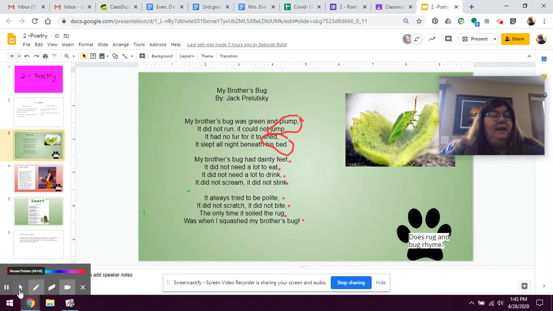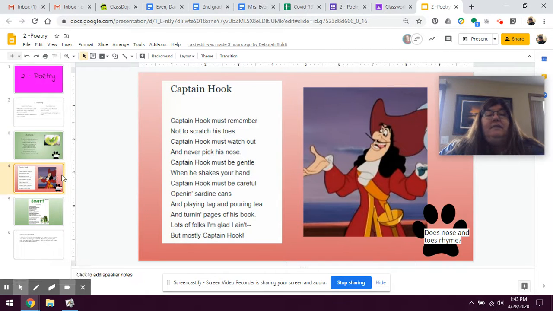Now let's look at another poem. The second one is called Captain Hook. Remember, we're looking for rhyming words and we're trying to figure out if it is written from a point of view or if it's just written from a narrator telling a story.